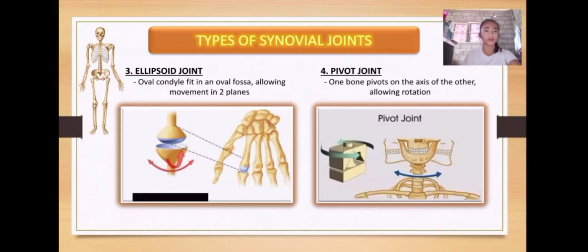One bone pivots on the axis of the other, allowing rotation. Pivot joint, also known as trochoid or rotary joint. It is a freely movable joint that allows rotational movement around a single axis, na kung saan ang atlas ang unang cervical vertebra na sumusuporta sa skull, and yung axis ay ang pangalawang cervical vertebra na bumubuo ng pivot sa atlas through the dens or odontoid process.